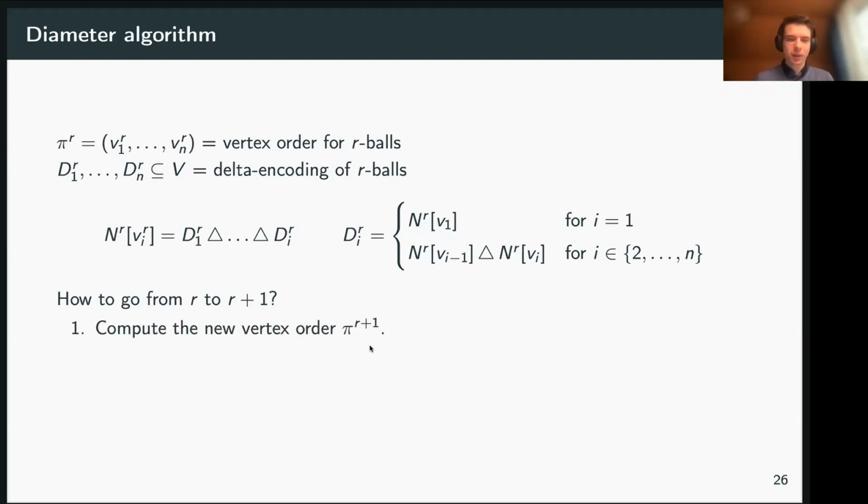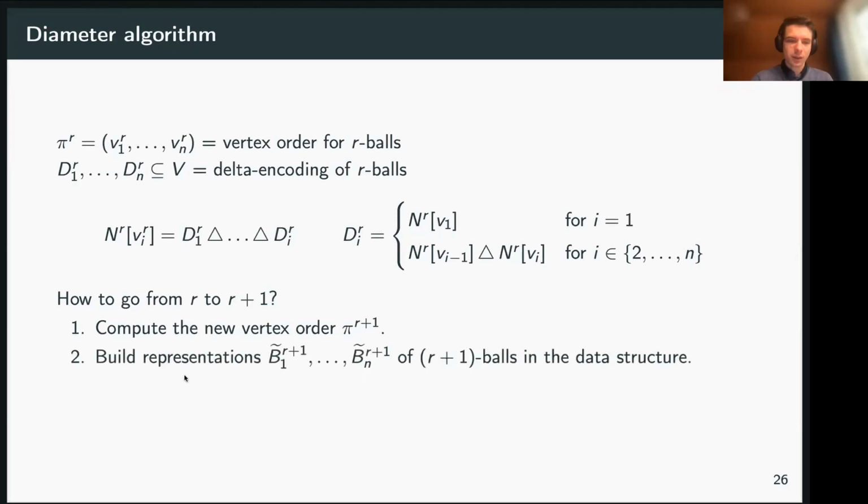We again start by computing this new vertex order using the previous lemma. Then we change a bit. Previously we directly computed these interval representations. Now we have this delta encoding, and what we want to do is build representations of these balls grown by 1 in the data structure. Once we have representations of all these balls, we just want to output their delta encoding. So the second step: we are given the delta encoding of R balls, and we want to build R plus 1 balls in the data structure, and that's where the data structure operation add neighbors comes from. We want to add the whole neighborhood.